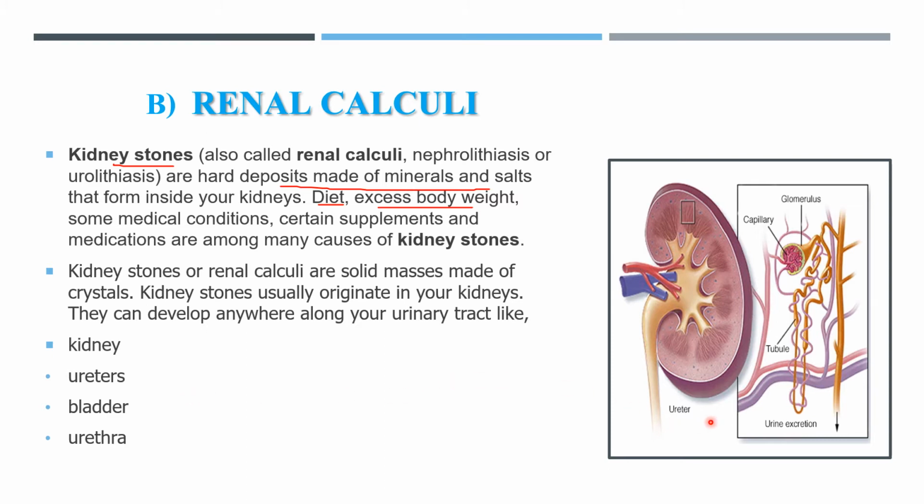In this diagram we can see the nephron structure, and this part of the nephron is called the glomerulus, which is involved in the filtration of the blood, and these are the capillaries surrounding it. This tubular-like structure is called the loop of Henle. And this one is the collecting duct, which collects all the urine.